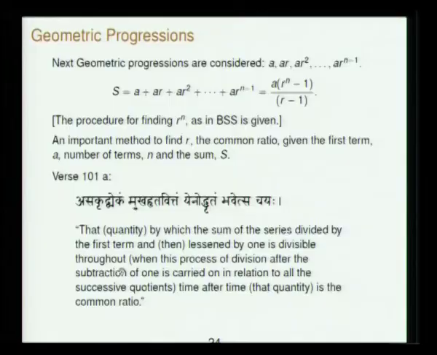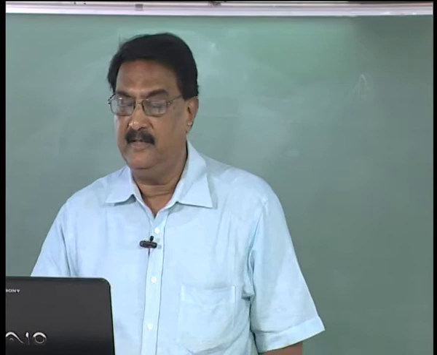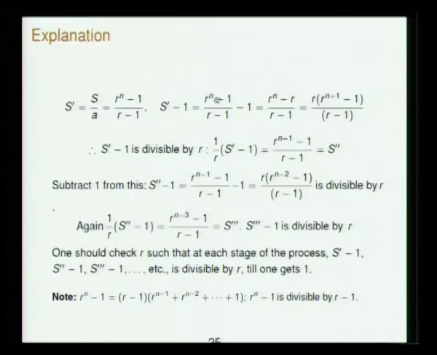Asakrut vyekam mukakruta vrittam yeno drutam bhavet sachayaha. That quantity by which the sum of the series divided by the first term and then lessened by 1 is divisible throughout, when this process of division after the subtraction of 1 is carried on in relation to all the successive quantities, time after time, that quantity is the common ratio. So, what he is trying to say is, S by A is (R to the power of n minus 1) divided by (R minus 1), and S prime minus 1 is this, so which is this.